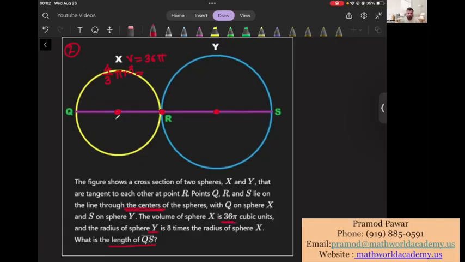That's a formula for volume. And this formula is also available to you in your formula sheet. So just in case you forget, you can look at the reference sheet. And that equals 36 pi.